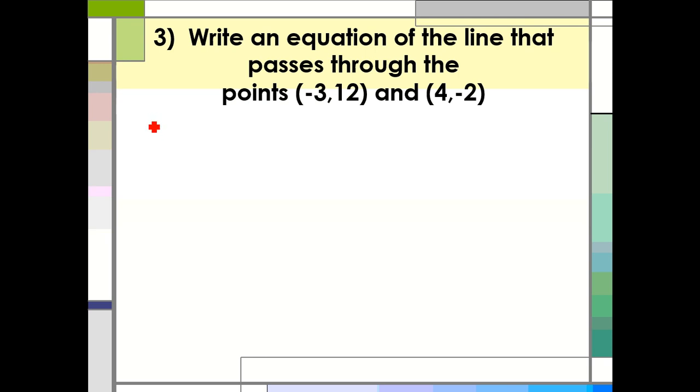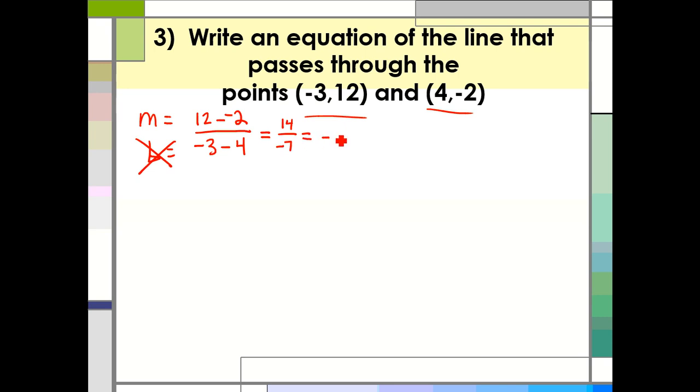Well, we've been focusing on m and b, and from these two coordinates, we can't figure out what the b is, but we can figure out what m is. So to figure out the m, we can subtract the y's, 12 minus negative 2, over negative 3 minus 4. So remember, y2 minus y1 over x2 minus x1. 12 plus 2 would give us 14. Negative 3 minus 4 would give us a negative 7, so our slope is negative 2.